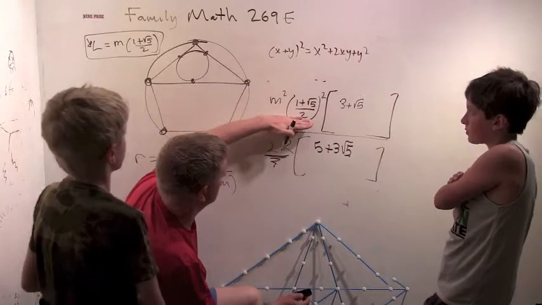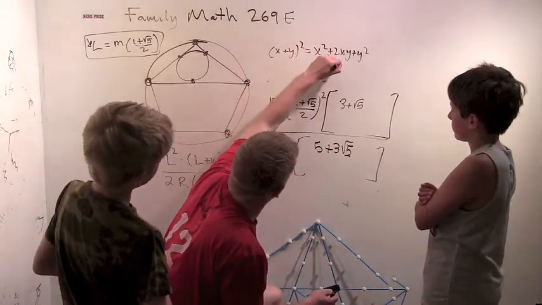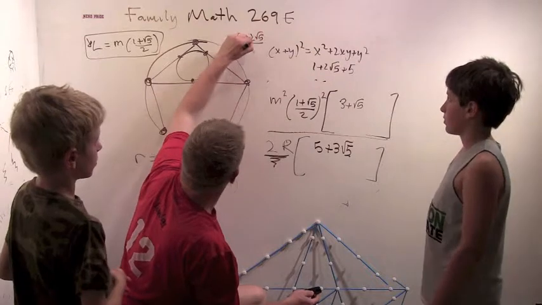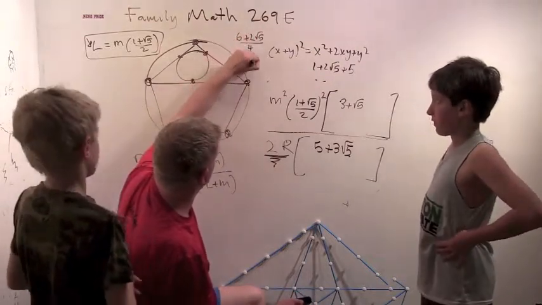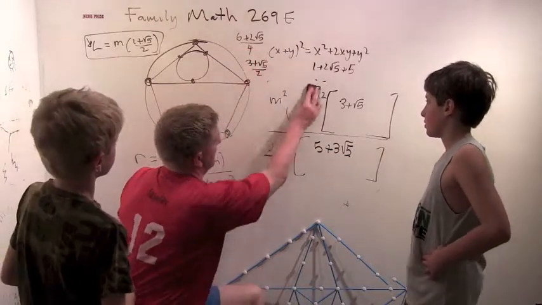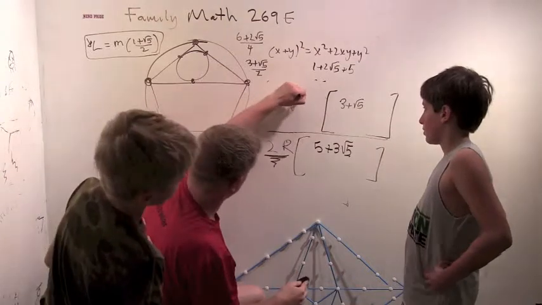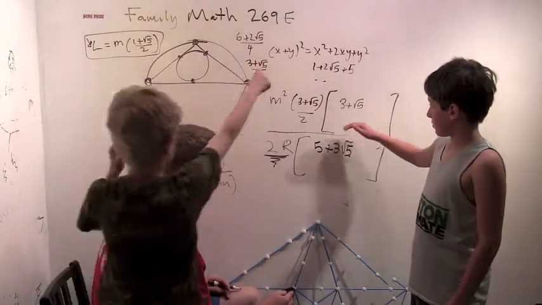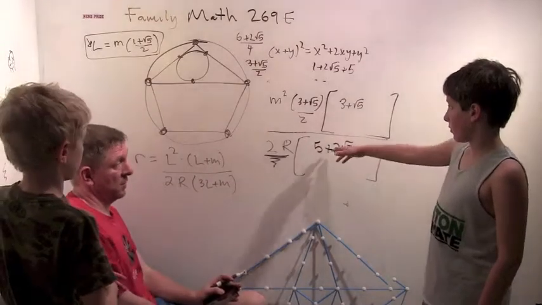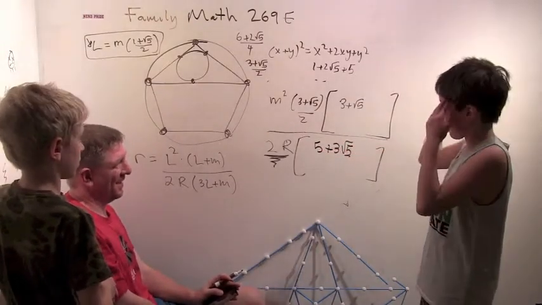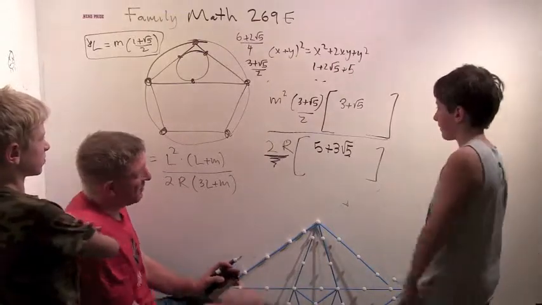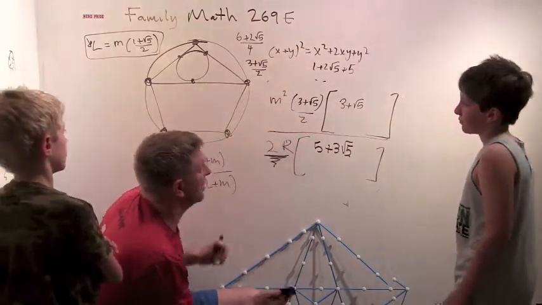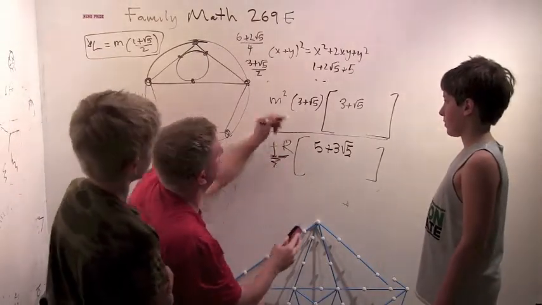Okay, so I'm going to have a 1 fourth here, and this is going to be 1 plus 2 root 5 plus 5. So it's going to be 6 plus 2 root 5 all over 4, which simplifies to 3 plus root 5 over 2. Well, we have a 3 plus root 5 in everything, except we have that over 2. Gotta be careful. So we have a 3 plus root 5 squared on the top, and 5 plus 3 root 5 on the bottom. This 2 is going to join with that 2 and become a 4. 4 on the bottom.